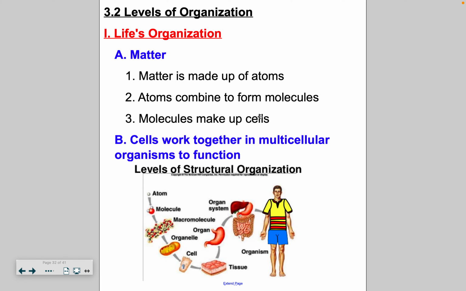And so in multicellular organisms, different cells have to work together to carry out specific functions. So here's a nice diagram showing the levels of structural organization, starting off with an atom to a molecule. There's that macromolecule that I mentioned earlier. Organelles, you see the word organ, so it's like an organ for the cell. A bunch of similar cells together make up the tissue. Groups of tissues make up an organ. Different organs working together, you get an organ system, and then multiple organ systems working together, you end up finally with an organism.